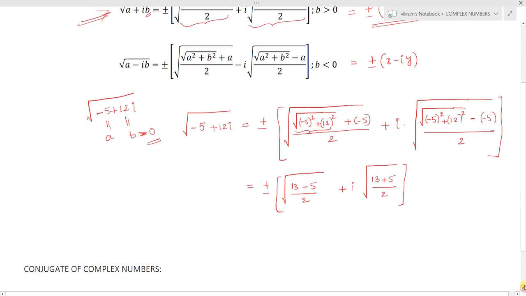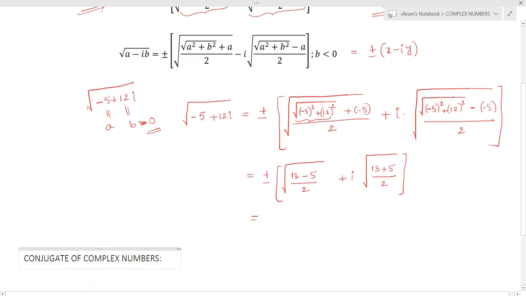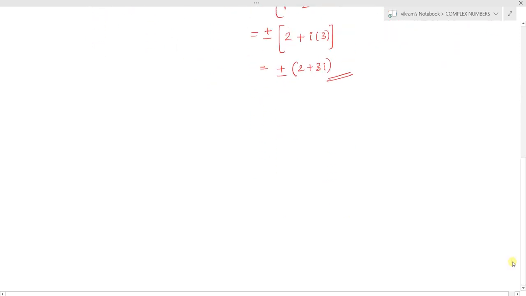So the result is plus or minus the square root of 8 by 2, which is the square root of 4, that is 2, plus iota times the square root of 18 by 2, which is 3. Then the result equals plus or minus (2 plus 3i), which is the square root of the given complex number minus 5 plus 12i.